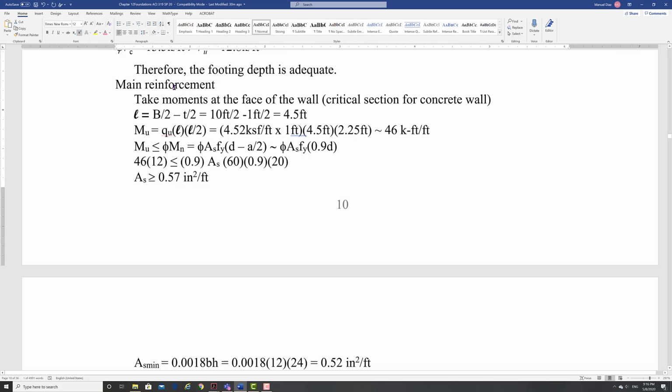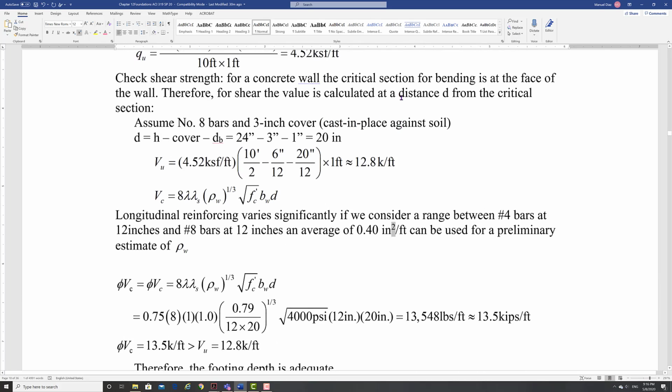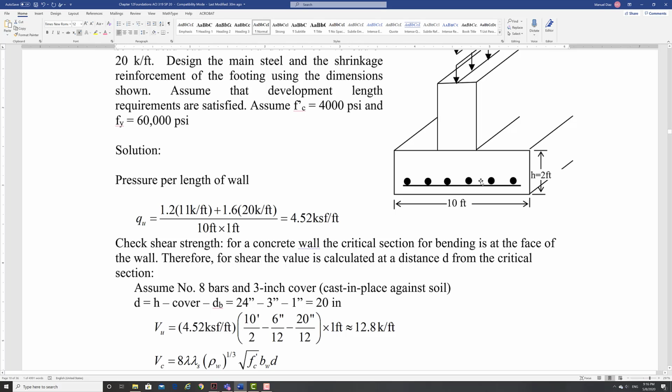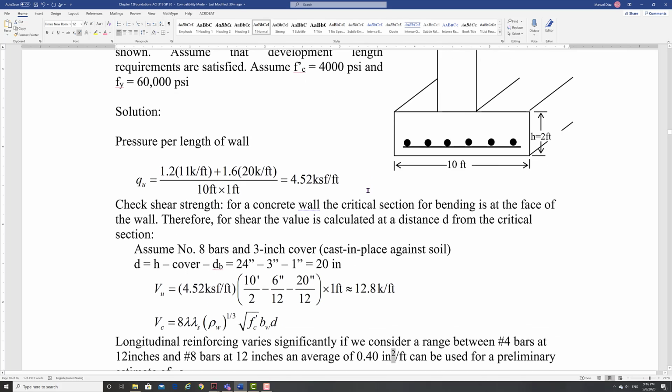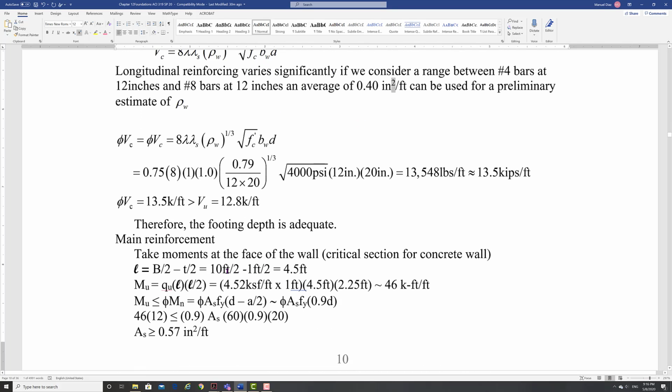Now I'm going to take my moments. My moments, of course, are going to be now, remember, this is a cantilever. This is a slab. You turn it around, and it looks like a slab in cantilever. And so your moment is critical at the face now, right? So it will be 5 feet, right at the center, minus half of the wall. That will be your distance. So there is this 10 feet, so we're over 2. That's the center point minus half of the wall. My distance is 4.5. So I find my moment, QU times L squared over 2. So I get my moment per foot.